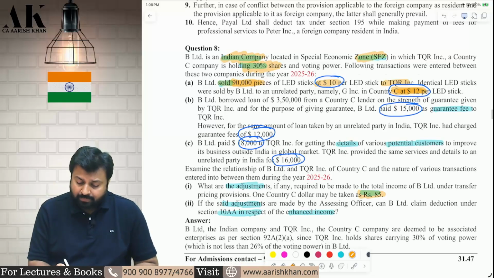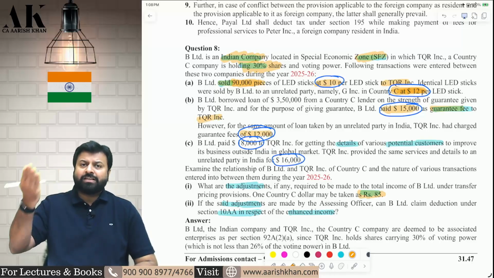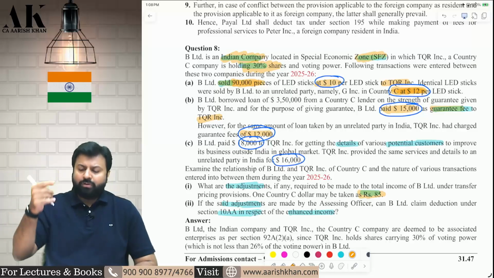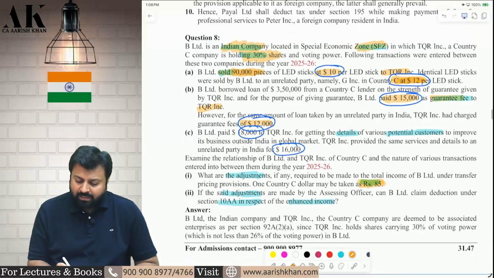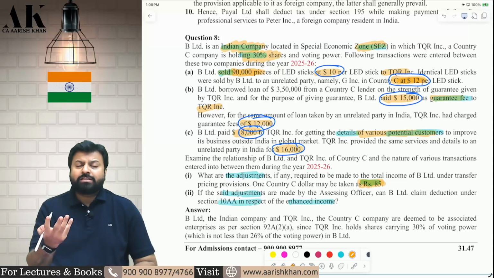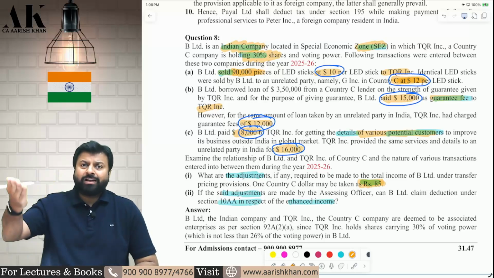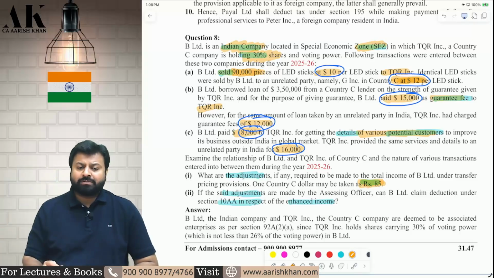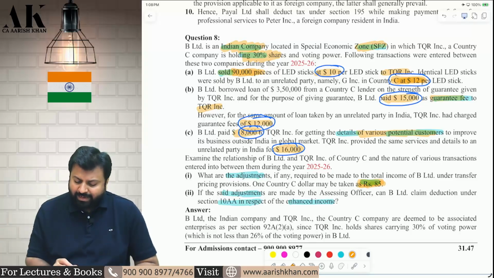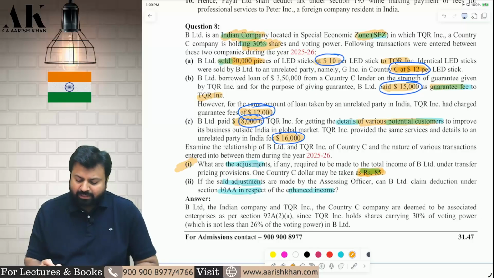Second, you are paying some guarantee fee of 15,000 rupees to the associate enterprise. To a third party you are paying only 12,000. Therefore 3,000 extra you are paying. So $3,000 into 85 rupees will be your increase in arm's length price. Third, you are taking some details of potential customers and you are paying 18,000 rupees to your associate enterprise. To a third party you are paying only $16,000. So $2,000 extra you are paying to your associate enterprise. Therefore that $2,000 into 85 rupees will be added back. So these are the adjustments which will be made as per point number 1.